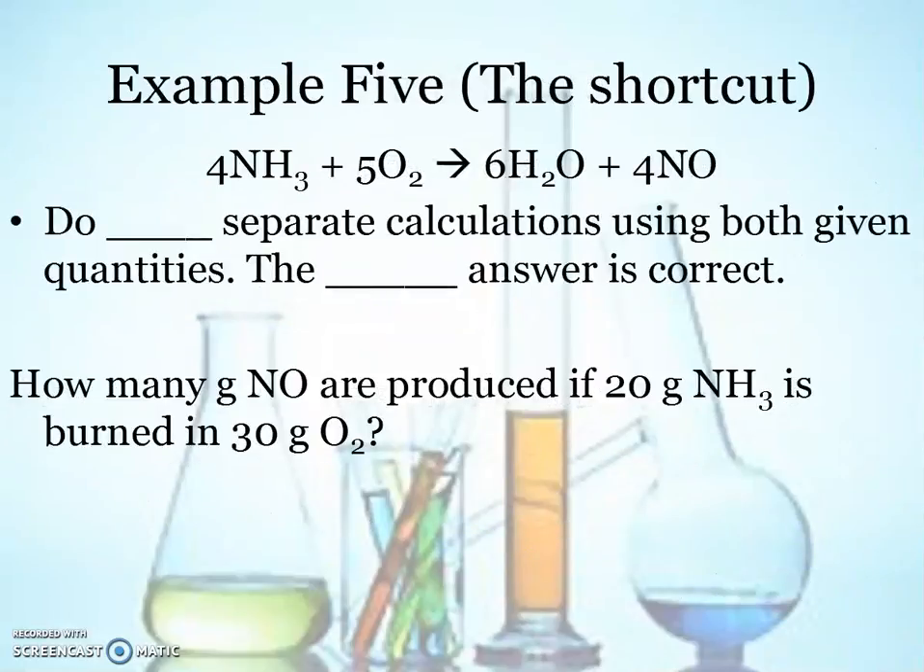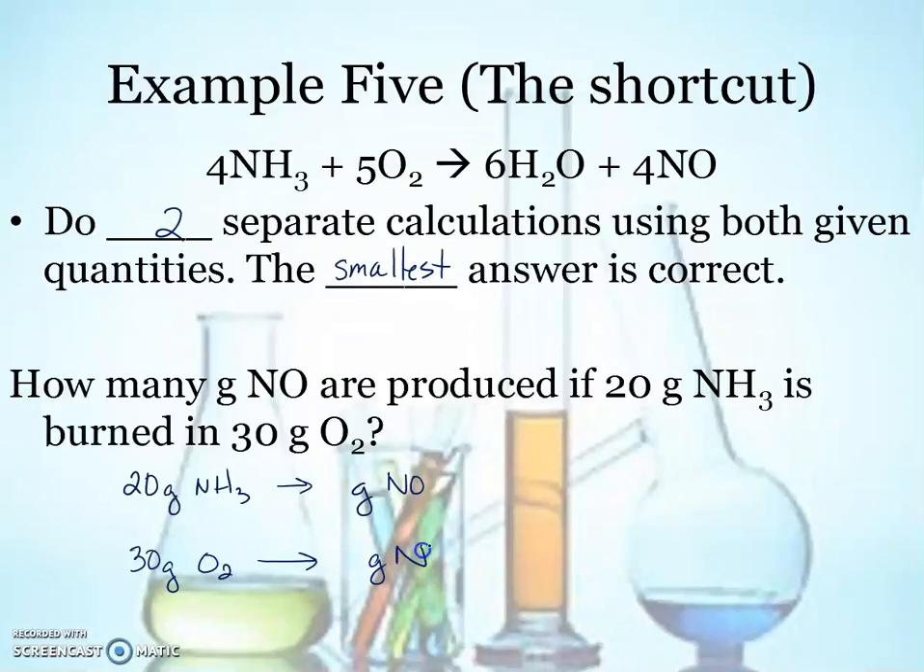Okay, how can we do it the shortcut way? Well, the shortcut way is if you do 2 separate calculations, or 3, however many numbers you have as your reactants, and the one with the smallest answer is the correct answer. I'm not going to do this one for you, but you can do it. Do 20 grams of ammonia and go all the way until you get to grams of NO. And then do 30 grams of oxygen and go all the way until you get to grams of NO. And the one that's smallest, which should be this one right here, is your limiting reactant. And that's how you determine your limiting reactant and your final answer.